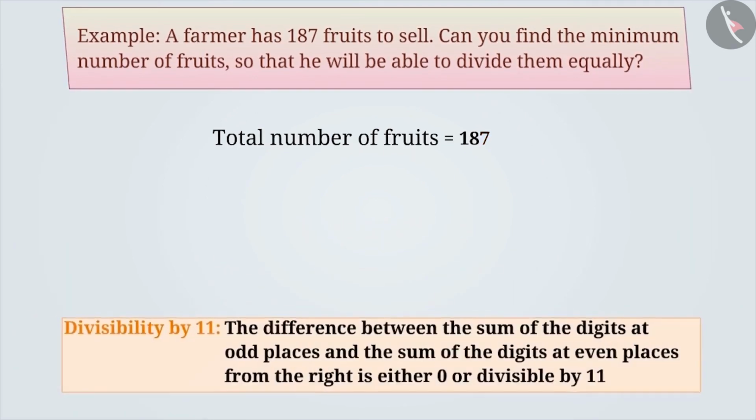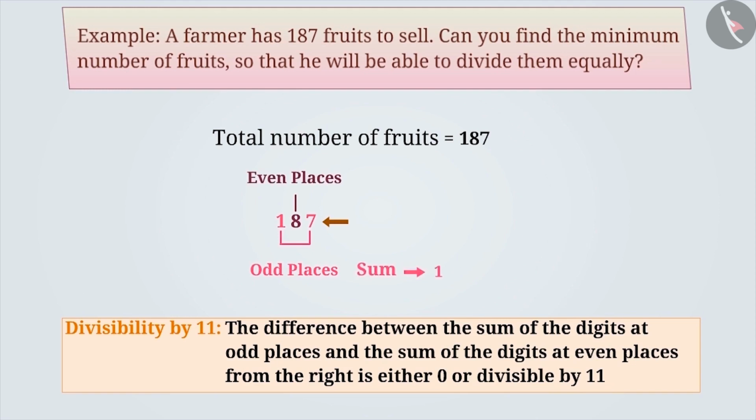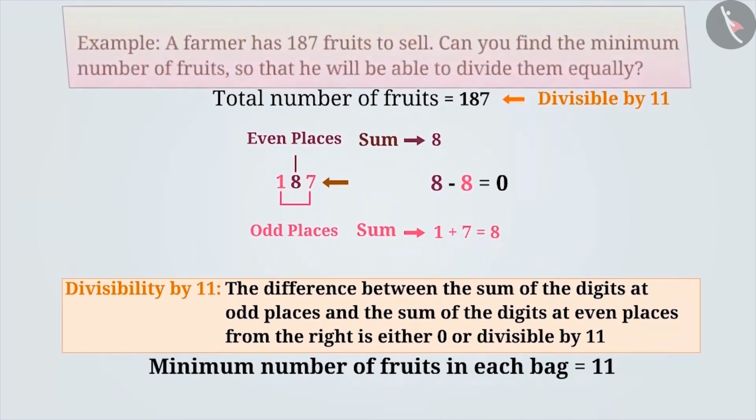Now, let's check the divisibility by 11. In 187, considering from right, 1 and 7 are at odd places and 8 is at even place. The sum of the digits at odd places is 1 plus 7, which is 8. Similarly, the sum of the digits at even places is 8. Since the difference between these two, that is 8 minus 8, is equal to 0, 187 is divisible by 11. Thus, there should be a minimum of 11 fruits in each bag.